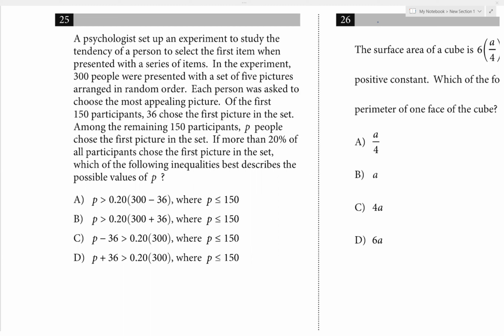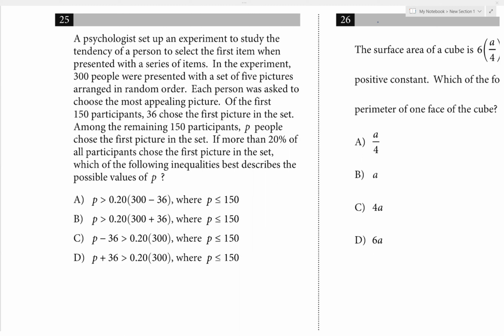Of the first 150 participants, 36 chose the first picture in the set. Among the remaining 150 participants, P people chose the first picture in the set. If more than 20% of all participants chose the first picture in the set, which inequality best describes the possible values of P?